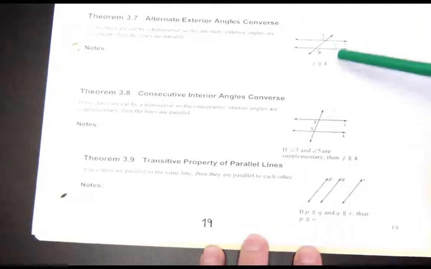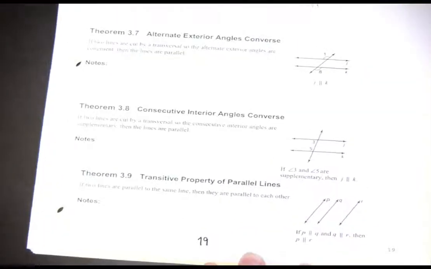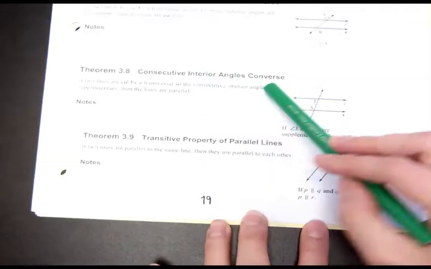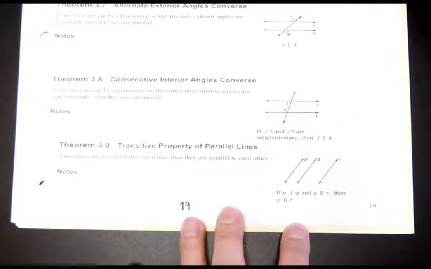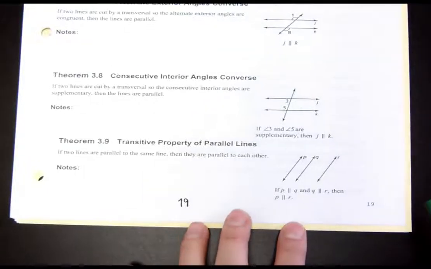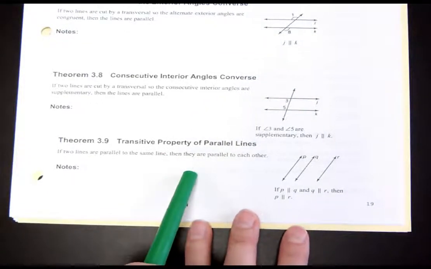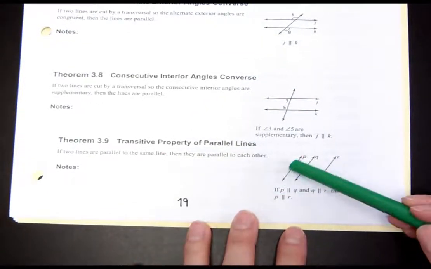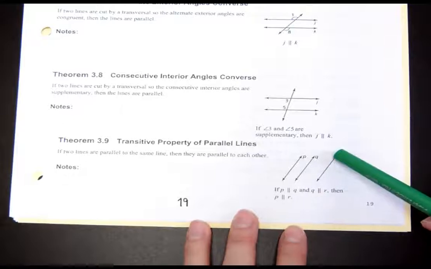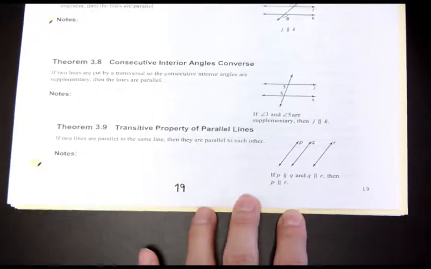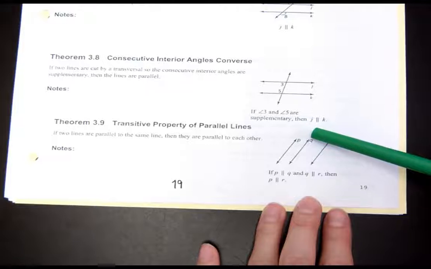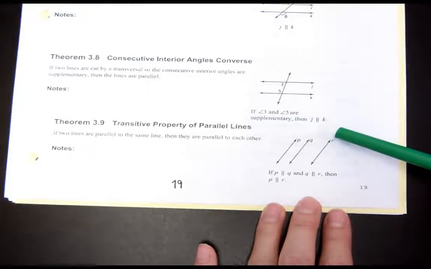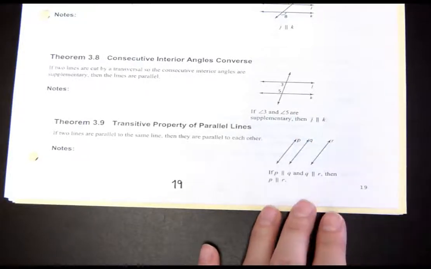And so that's just our converse. And then same with the consecutive angles should be supplementary. And so we need that transitive property of parallel lines. So if two lines are parallel to the same line, they have to be parallel to each other. So that's just our basic transitive. If P is parallel to Q and Q is parallel to R, then P and R have to be parallel together.